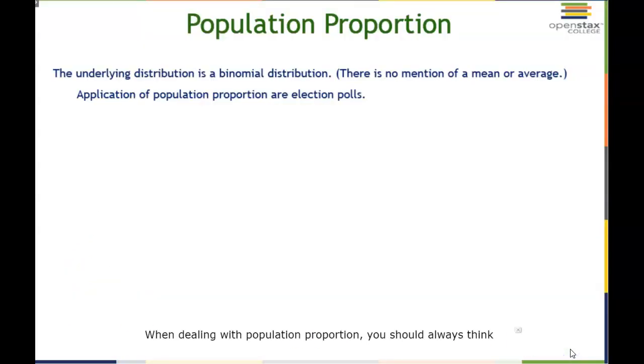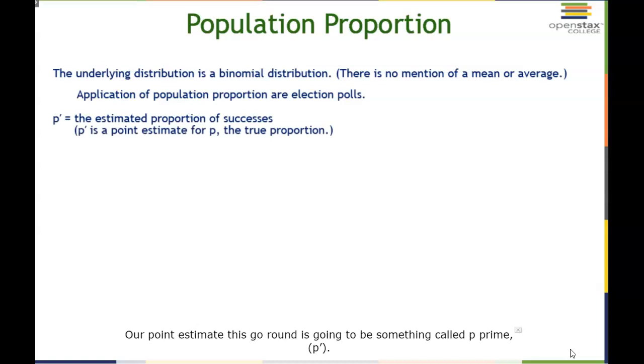When dealing with population proportion, you should always think of binomial distribution. We're only given the amount of successes or failures, and we're going to be dealing with P's and Q's. Our point estimate this go round is going to be something called P prime. It's also notated as P hat with a little arrow up on top of it, but I'm going to stick with the book notation and go with P prime.